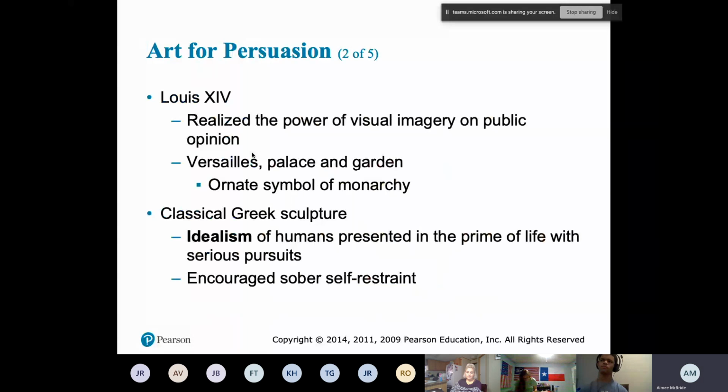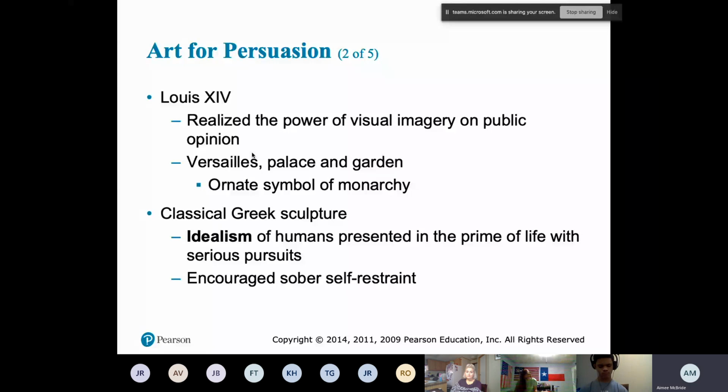We also see that happen with Louis XIV. Louis XIV created a new palace in France for the government to exist in. That palace was the Palace of Versailles. He moved the head of government from Paris to Versailles for his palace.